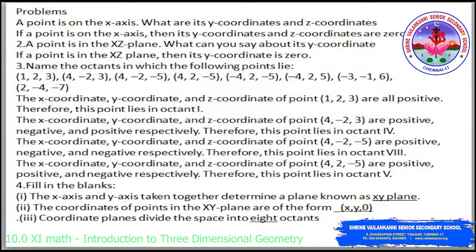Fill in the blanks. The x-axis and the y-axis taken together determine a plane which is known as the xy plane, y and z taken together determine the yz plane, and x and z taken together determine a plane known as the xz plane. The second one: the coordinates of a point in the xy plane are of the form (x, y, 0). So if the point lies in the xy plane, then z will be 0. The third one: the coordinate planes divide the space into 8 octants. So we have 8 octants with different signs of the coordinates.